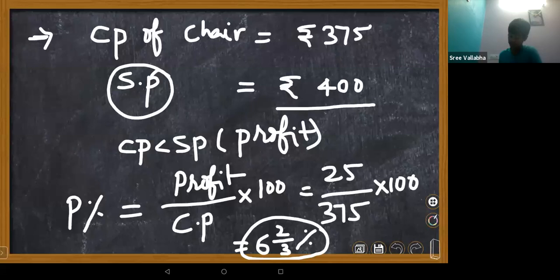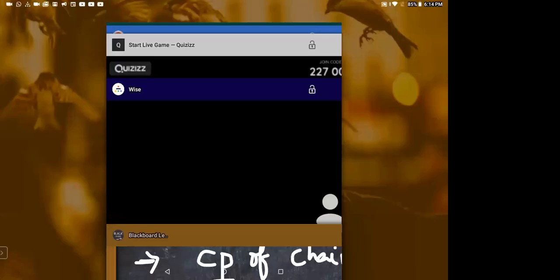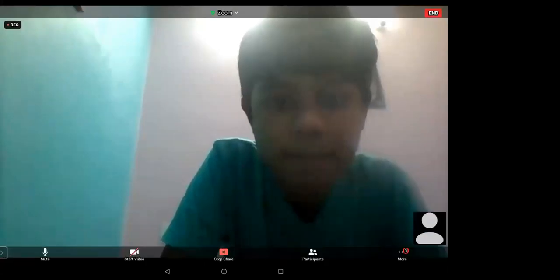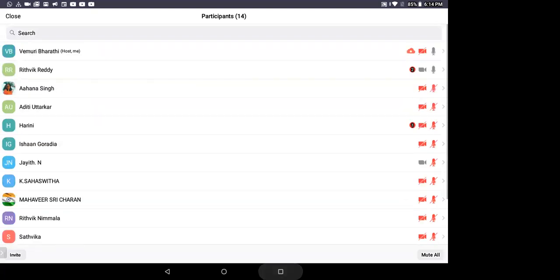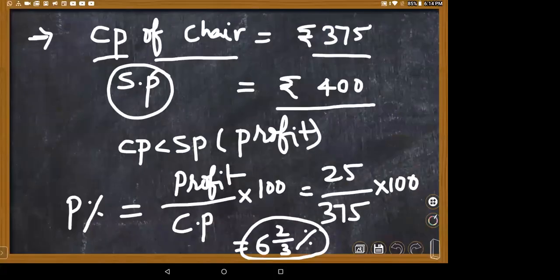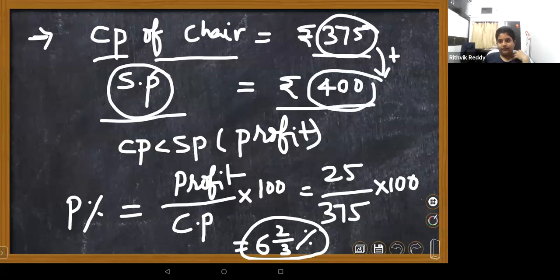Any doubt in this? See, the cost price of a share is given as rupees 375. Selling price means, children, the amount we are selling to the person. The selling price is given as rupees 400. By seeing 375 and 400, it is more. How much more? 25 rupees more, he got profit.